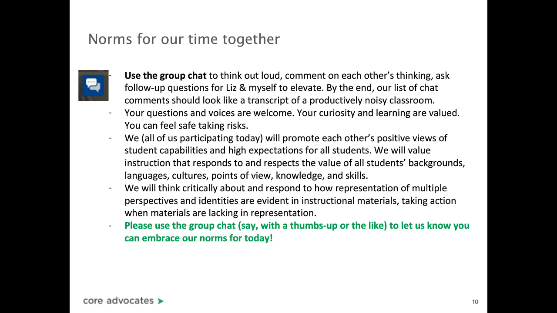Yes, and the first thing is easy, and a lot of people have been doing it. You'll see this icon a couple times throughout our time together tonight, which is the group chat icon. We'd love to see you thinking out loud, commenting on each other's thinking, and posting follow-up questions for Liz and myself to elevate. The way I like to think about this is that by the end, the list of comments looks like a transcript of a productively noisy classroom, and I see that we have a lot of activity going on there.